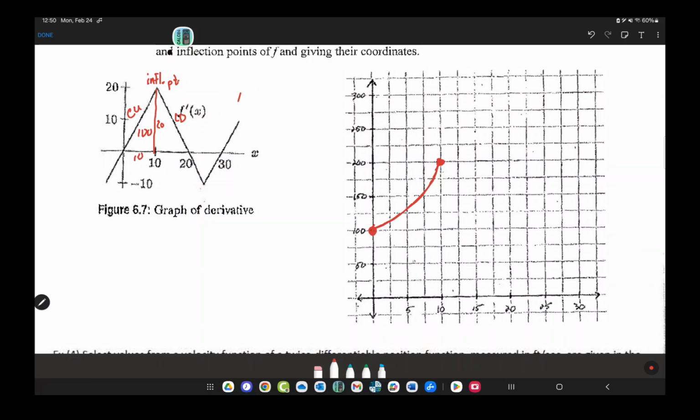Right. Now we are also still going to have a positive change of 100. So this is still positive 100. So from 0 to 20, we should have another 100 up. So right here at 300. In this case, it is concave down.